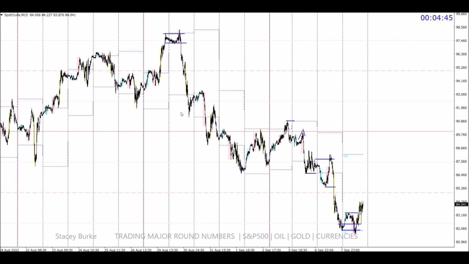So plenty of great opportunities, sticking to the 100 pip boxes, identifying the high and low of the week, the initial balance, and then understanding where you're at in that template for a best trade setup in the session that you're trading. So hopefully that makes sense.